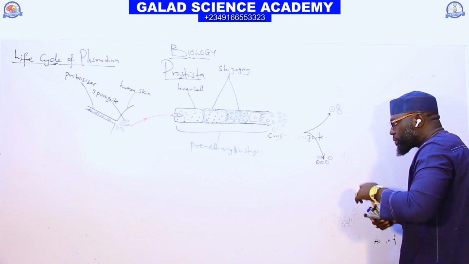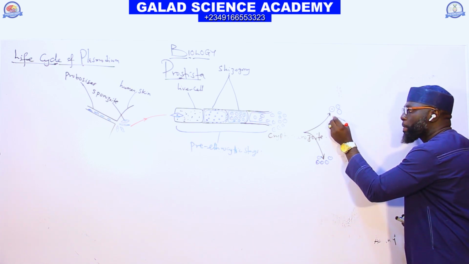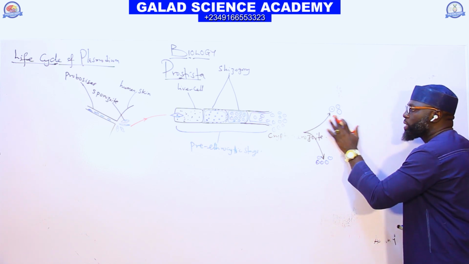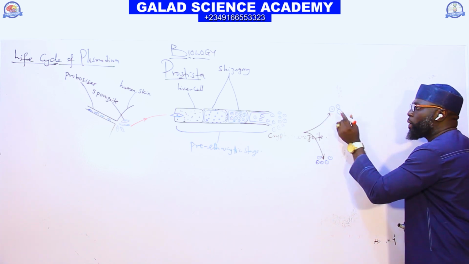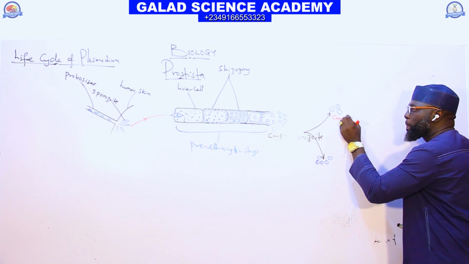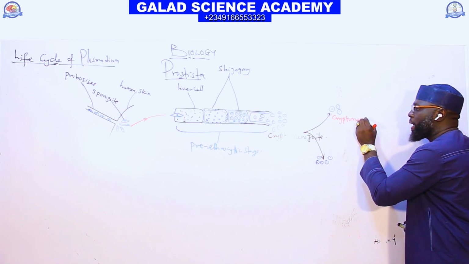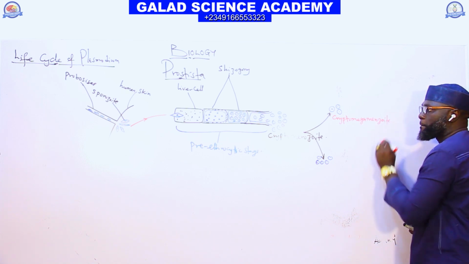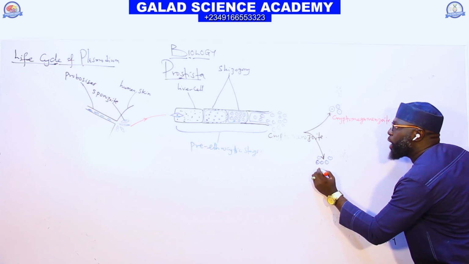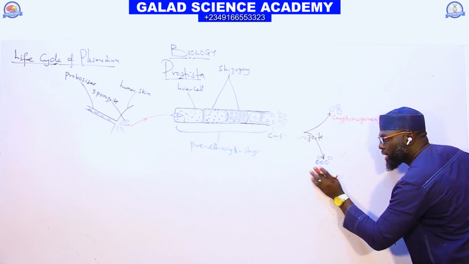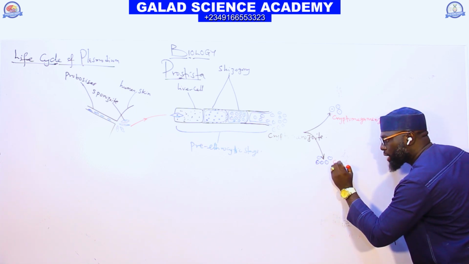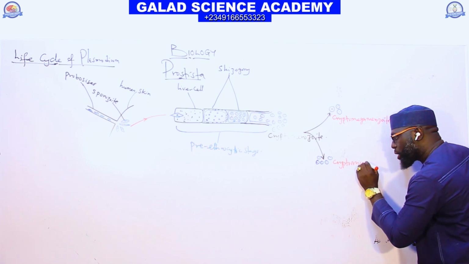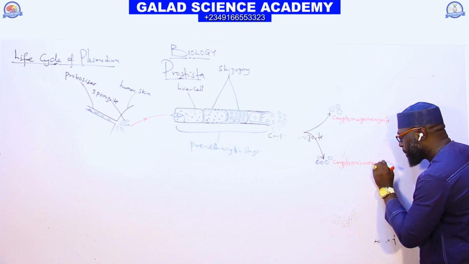This one with big cells, we call them, no, we call them cryptomegamerozoite. And this small one here, we call them cryptomicromerozoite.